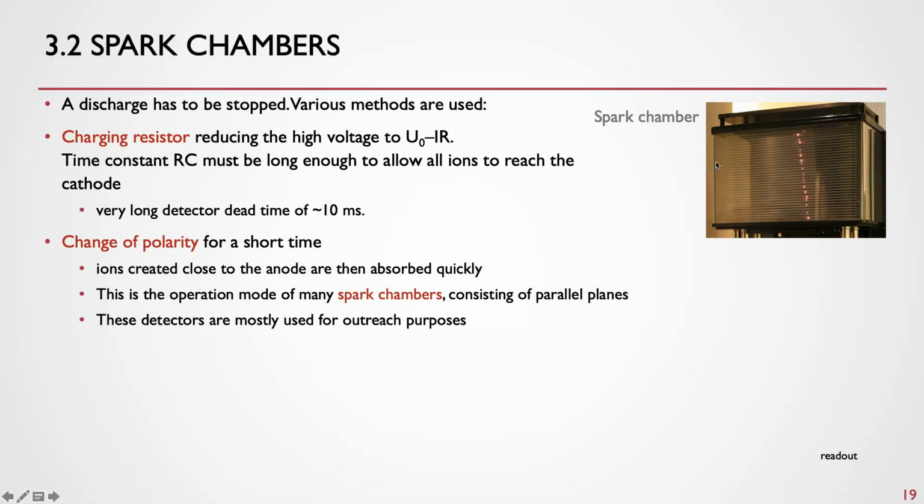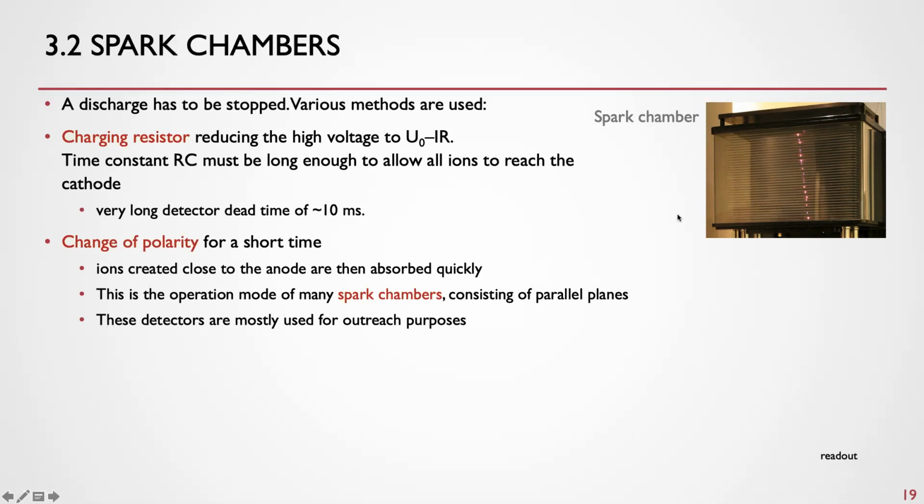So a spark chamber consists of parallel plates. There's a gas, and spark-like discharges form across the path that's composed of the individual ionization tracks that are left by, for example, in this case, a muon. The discharge has to be stopped.